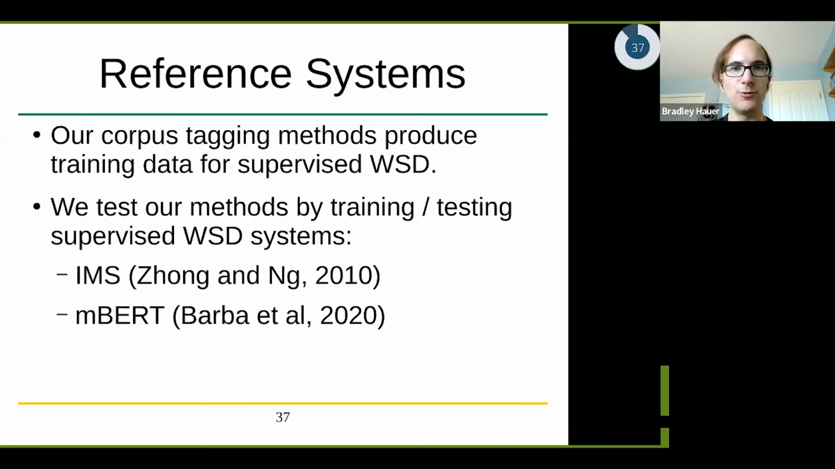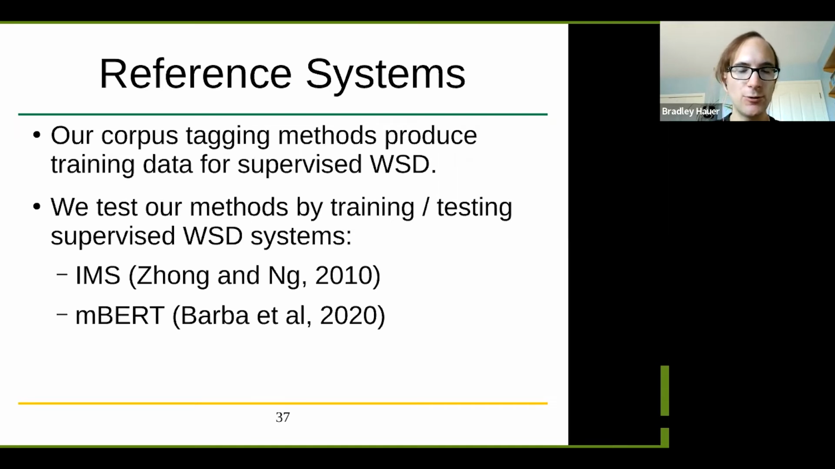So now we come to the evaluation step. In order to evaluate one of these corpora, what we're going to do is actually train a supervised WSD system using the corpus that our methods produce. And if our methods are working properly, then we should get better results than competing corpus annotation methods.